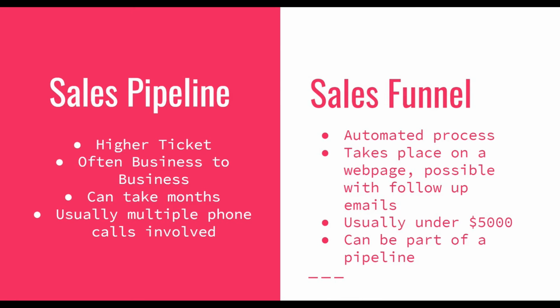Now here's where all of the confusion comes in. A sales funnel can be a part of a sales pipeline. So in a sales pipeline, the first process is getting leads. To get the leads, you can use a sales funnel. And that's where it gets confusing. So you can use a short automated process to get people into your longer term, higher ticket process. Does that make sense? See how this can get confusing if you don't sit down and read through it.